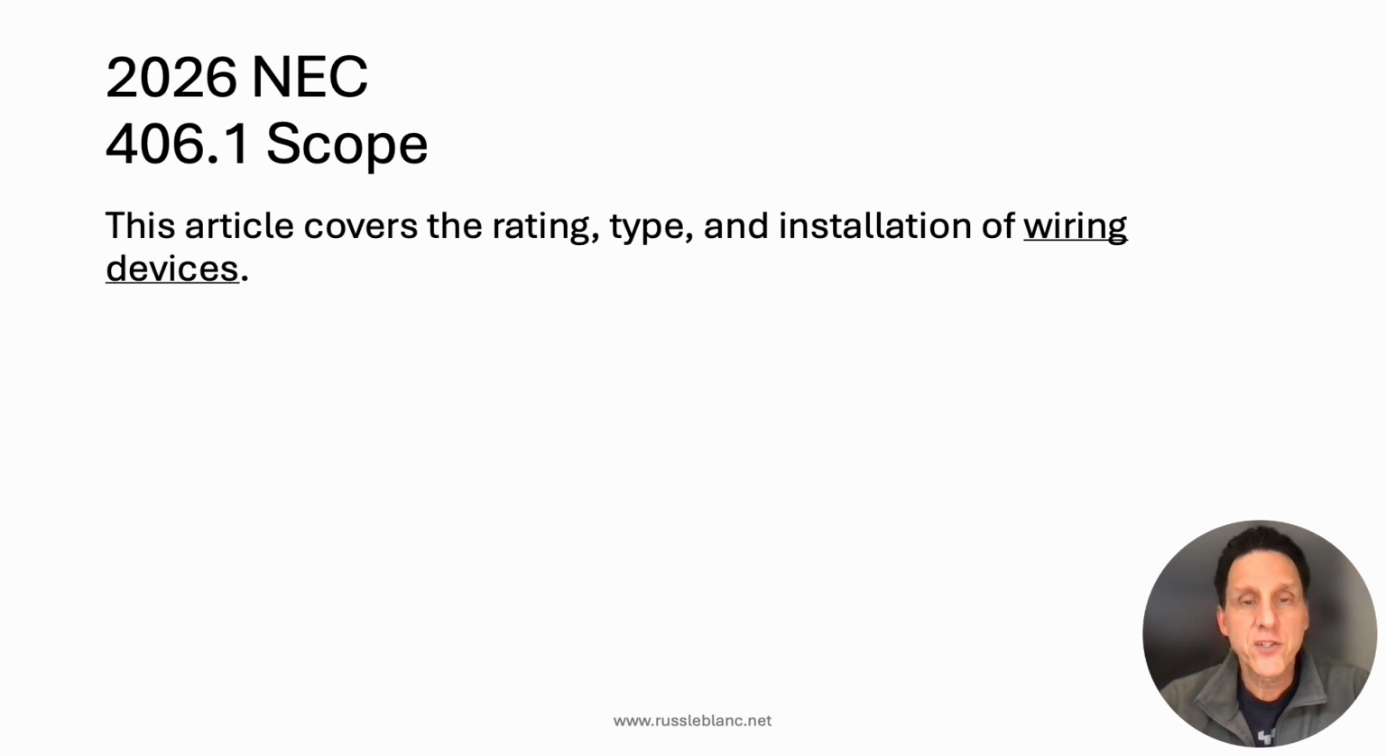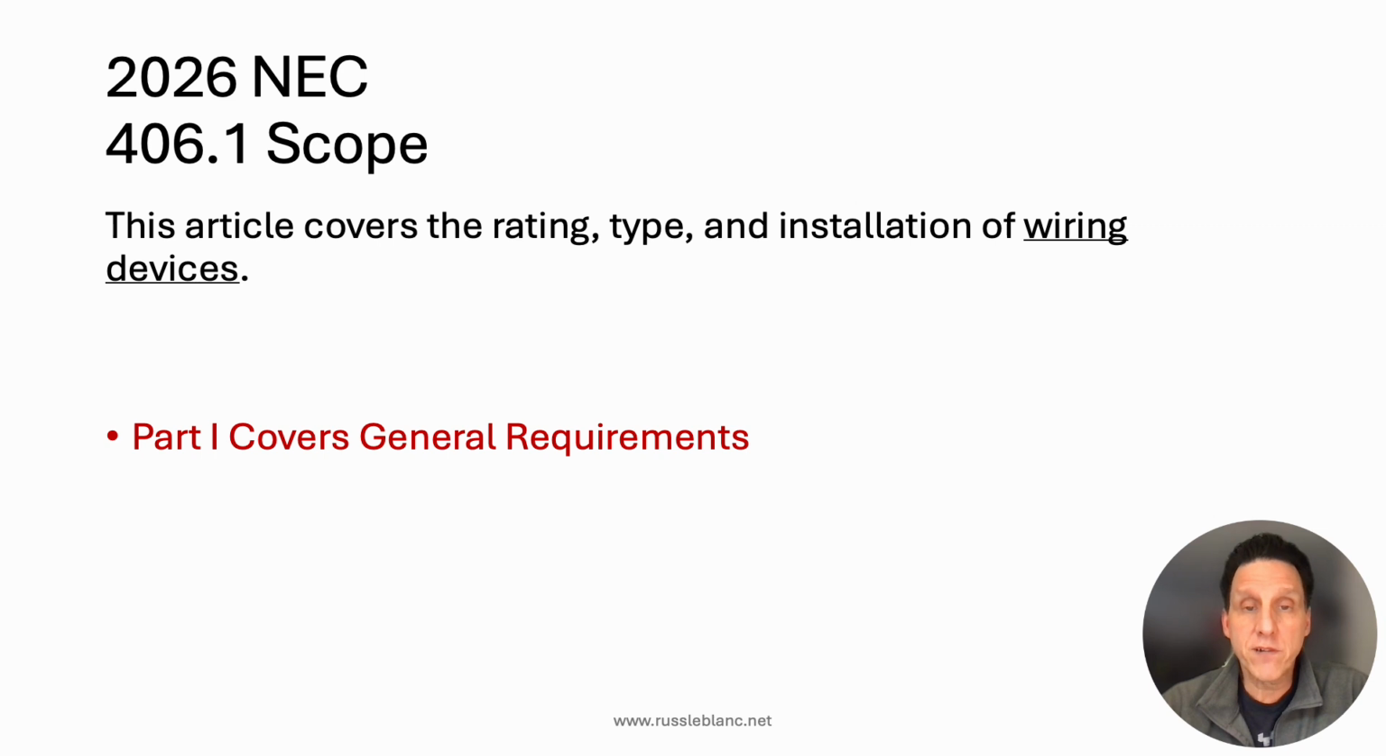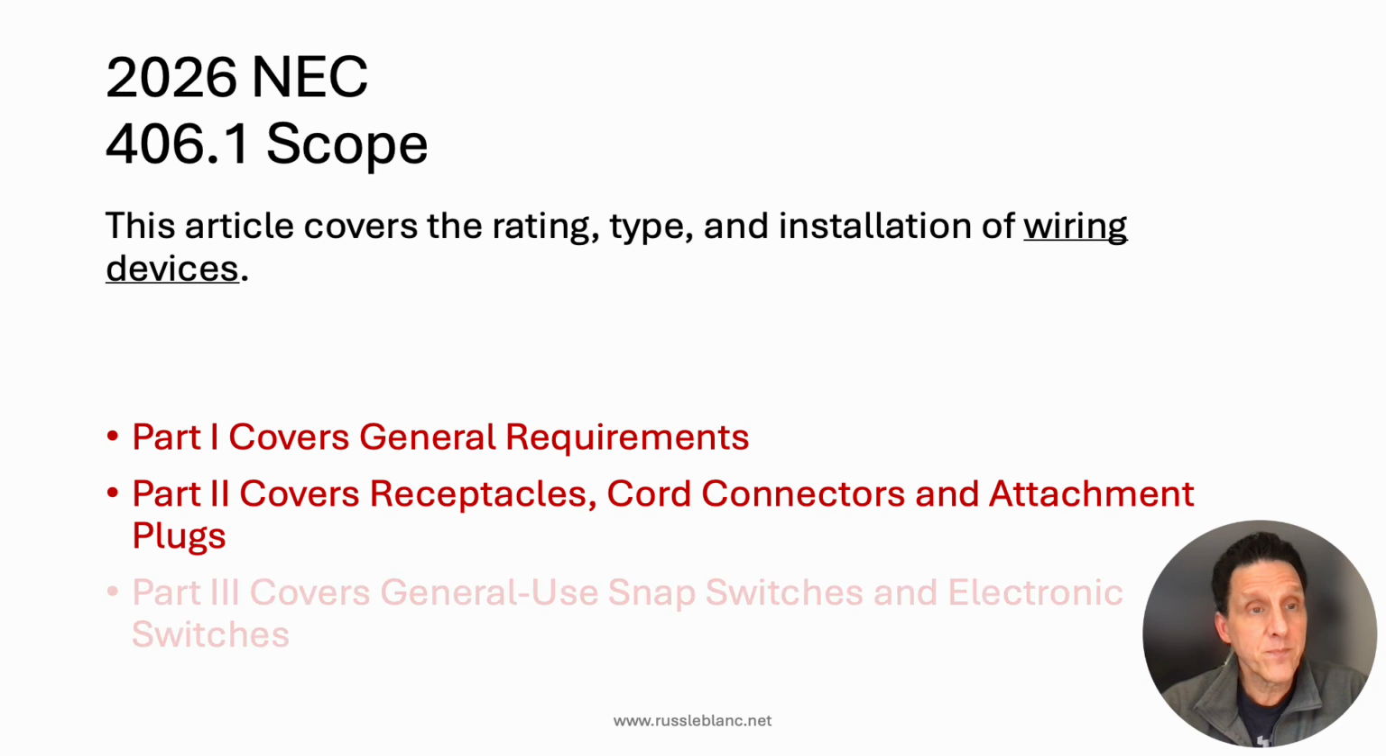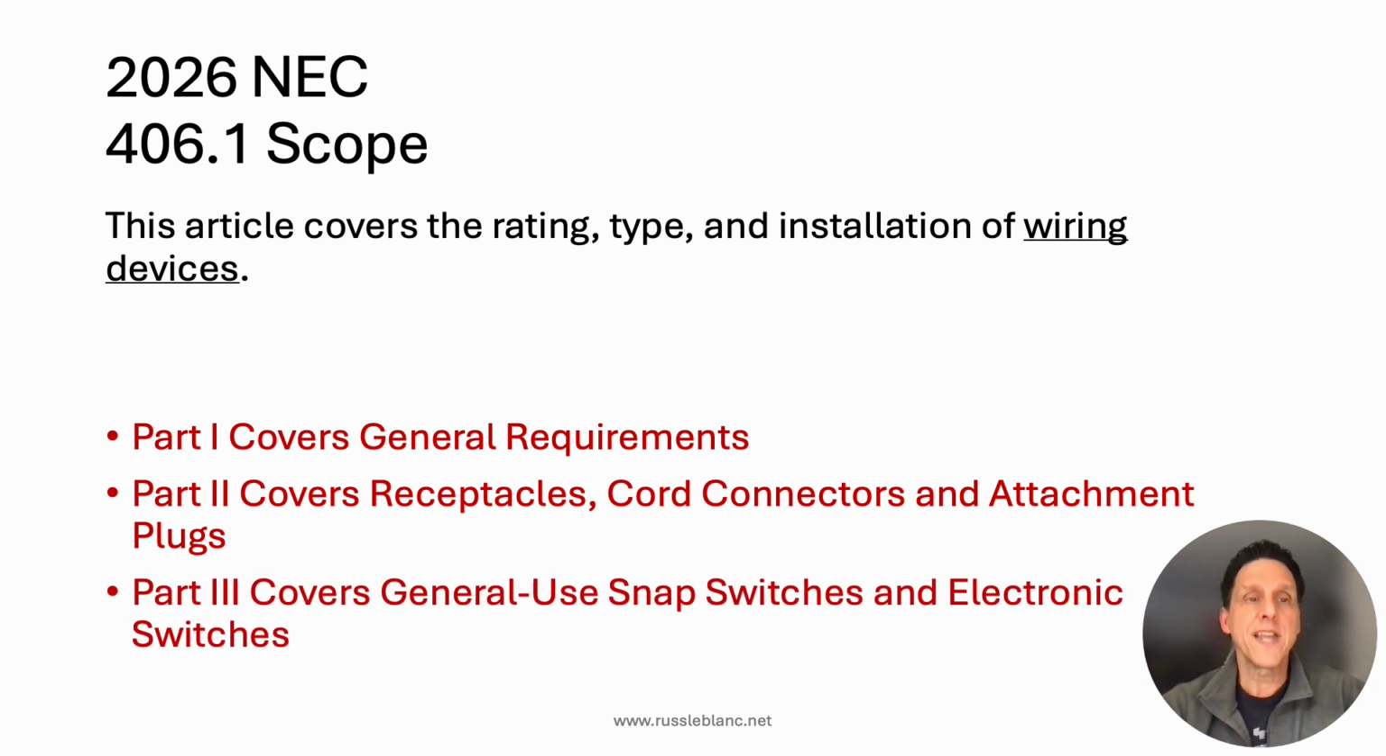Now, where are these switches going to fall within this article? Part 1 is going to cover general requirements for all wiring devices, including switches and receptacles. Part 2 is only going to apply to receptacles, cord connectors, and attachment plugs. And then Part 3 will cover the snap switches. General use snap switches and electronic switches will be covered by Part 3. So essentially what's going to happen is all of the information and requirements covering those wiring devices, general use snap switches and electronic switches, which was previously in Article 404, is going to be moved over to Article 406.